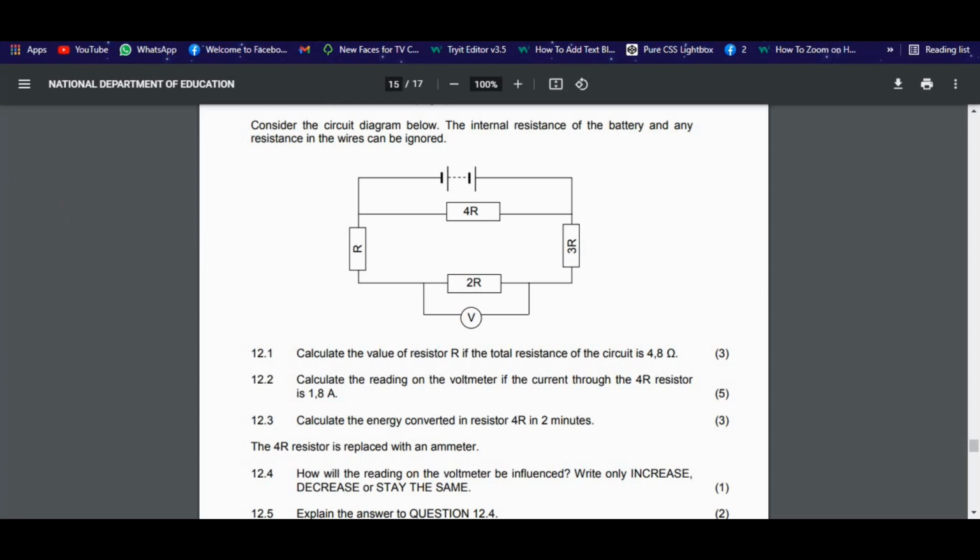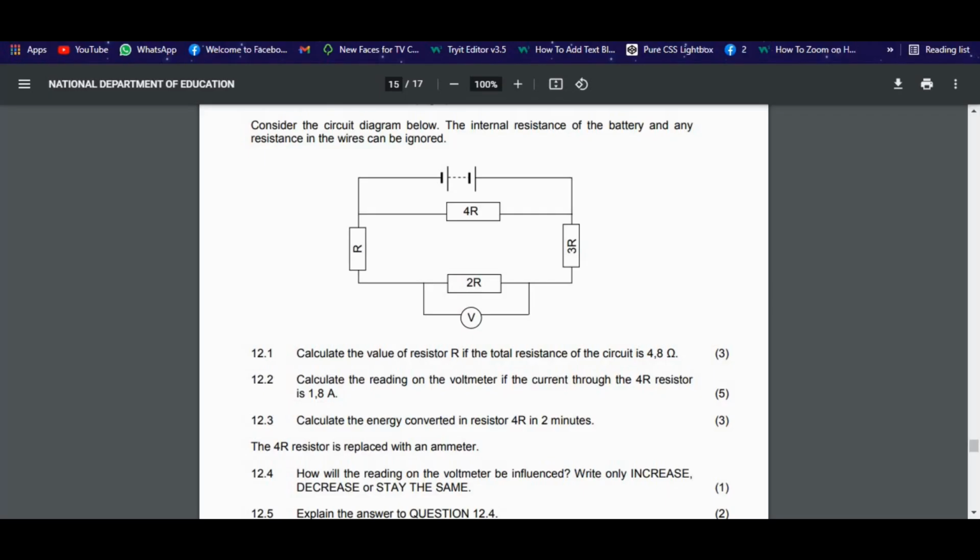Alright guys, let's give this question a bit of a mark. Pull this one up. This is 12.1, the electricity question. Calculate the value of resistor R if the total resistance of the circuit is 4,8 ohms. Something here is that they've said that RT is equal to 4,8 ohms.